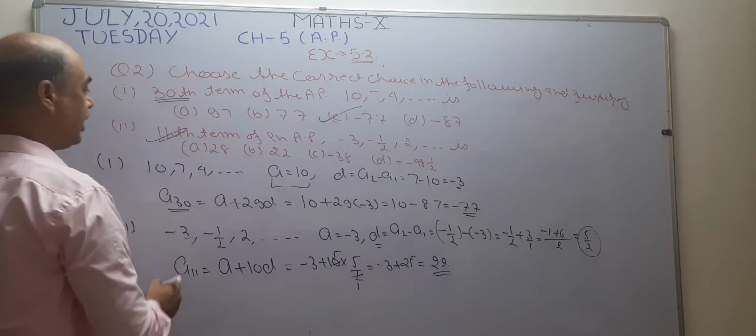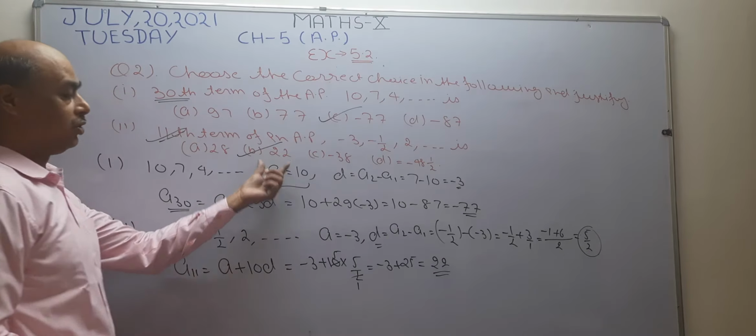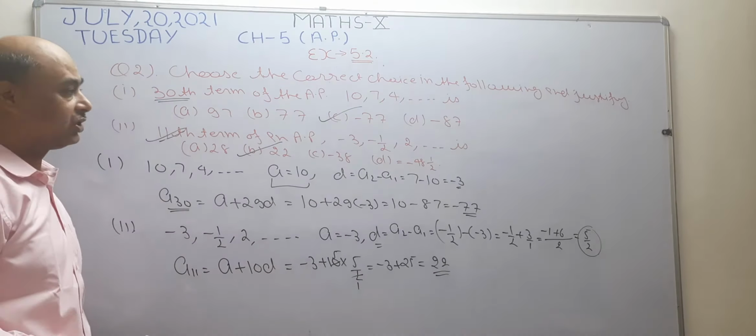So which option is right? B option is right. Okay. I hope it is clear. It's a very simple question. You have to put the value of A and D from the given AP.